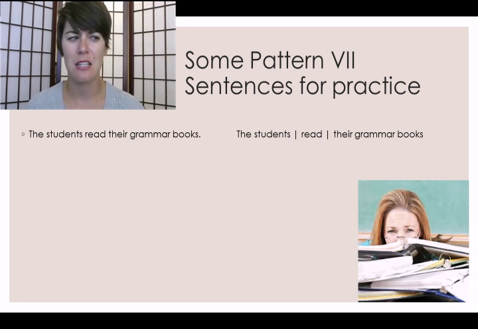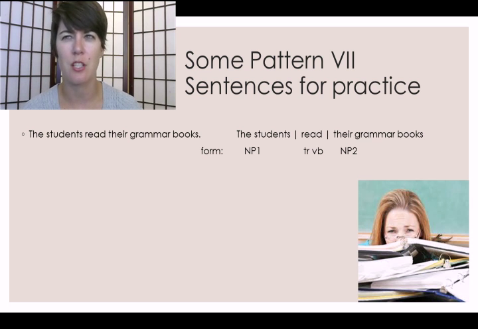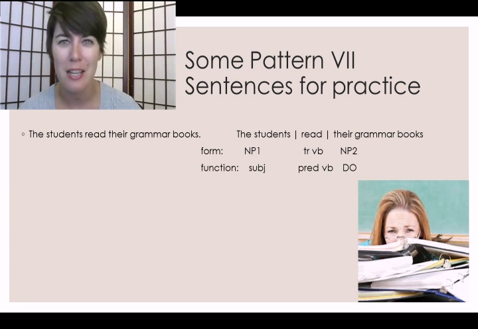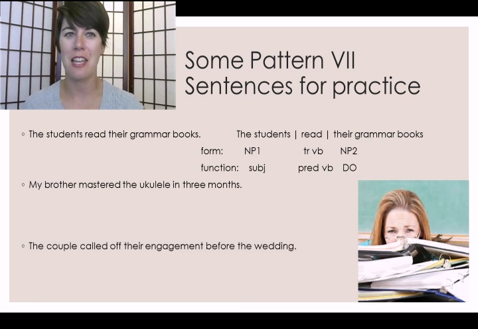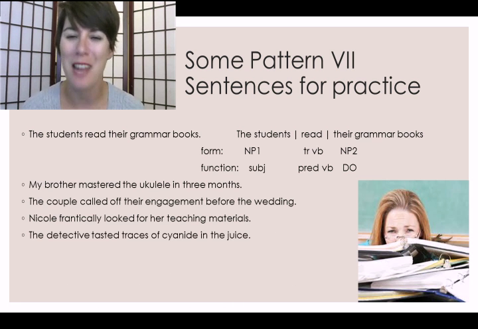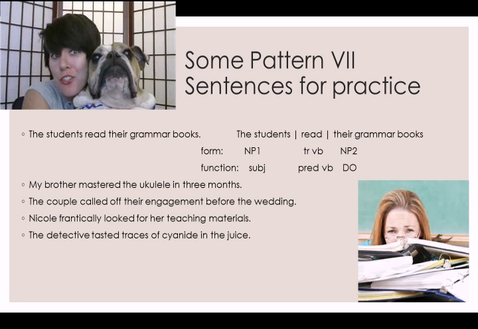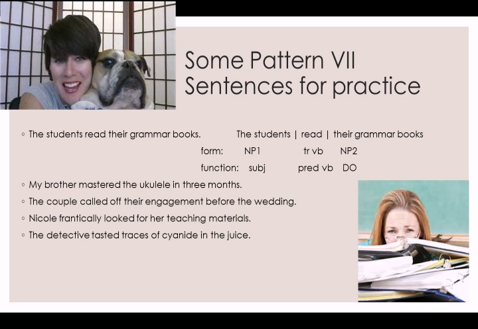Here's a pattern 7 sentence. The students read their grammar books. Okay? Well, in form, we have noun phrase 1, the students, the transitive verb read, and noun phrase 2, their grammar books. Those are what those things are in form. In function, they're the subject, the predicating verb, and the direct object. Noun phrase 2 is the direct object. And I've prepared a few more sentences for you to practice with in terms of form and function, as well as diagrams. Butch says, make sure you practice with these patterns.